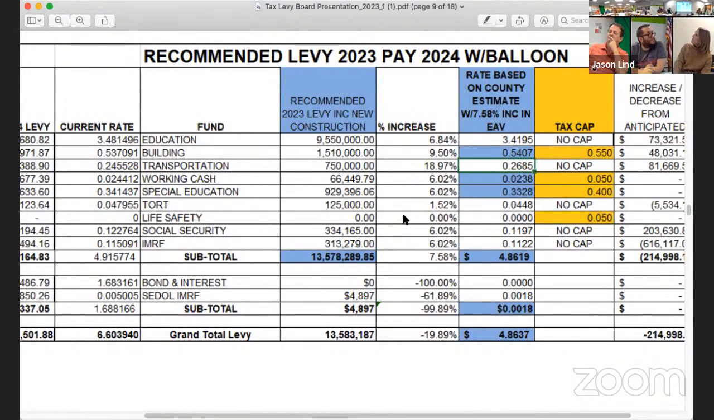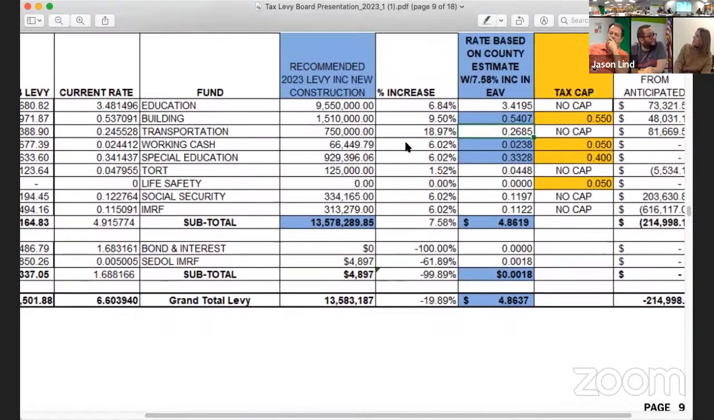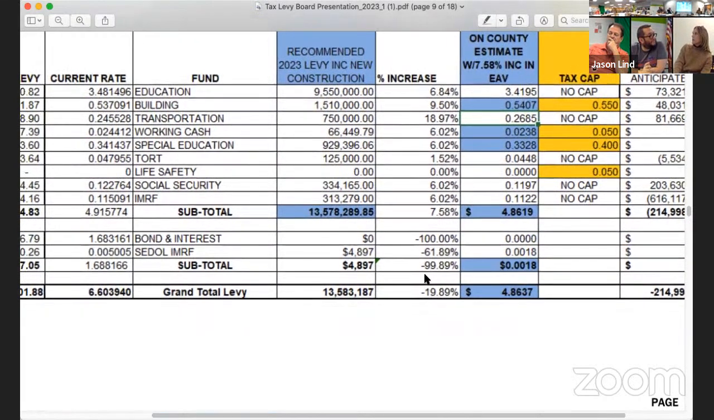Both the education and the building funds were slightly over 6.02% as well. As you can see in the bond and interest row, we have a negative 100%. That indicates that our bond payment for the middle school is coming off the books. For FICA and IMRF, we are required to pay those each year. It dropped about, I think, $10,000, so we have about a 62% decrease there. Our total ask for this year's levy is $13,583,187. Again, that's a 7.58% increase from last year's levy.